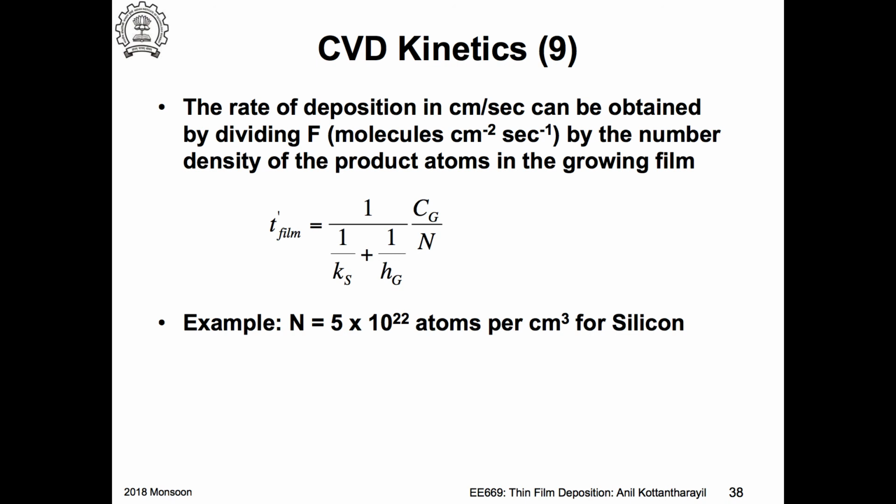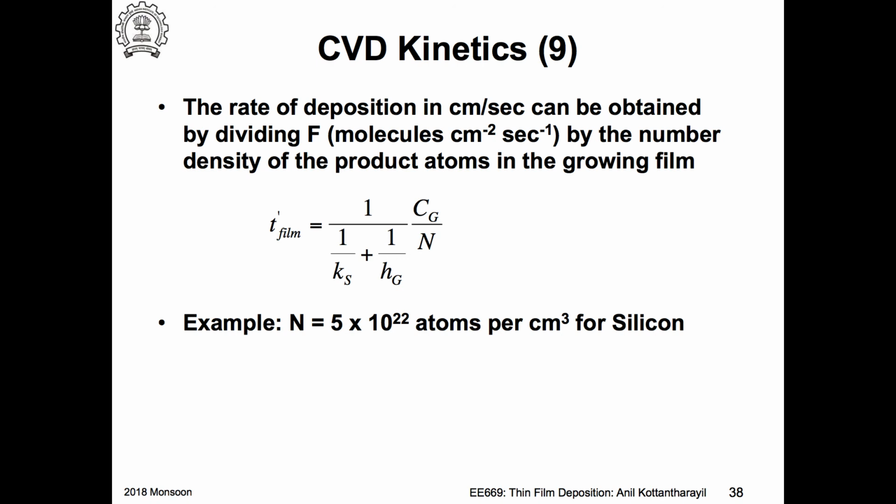So this is something that we have done in the previous example also. Like you remember, we talked about how many molecules of silicon dioxide there are in a unit volume, right? That is something that we have already done for the oxide growth. Similar thing here. So you can see this n would be so many atoms per centimeter cube for silicon, if I am trying to deposit silicon. So this is a useful equation. So you have this, the denominator, which is 1 by Ks plus 1 by Hg.